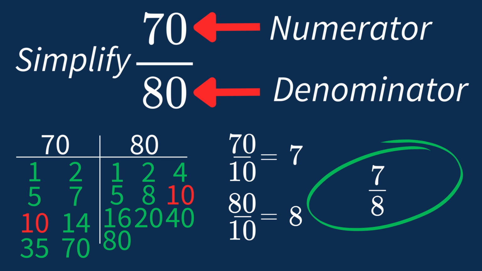And we know that 7 over 8 is in its simplest form, because the only common factor between 7 and 8 is 1. And when 1 is the largest common factor, we know that our fraction has been simplified.